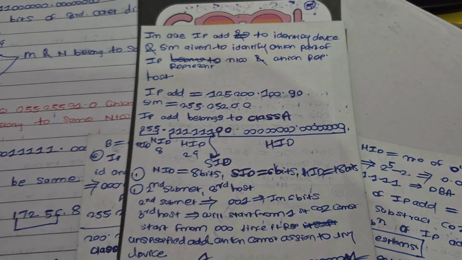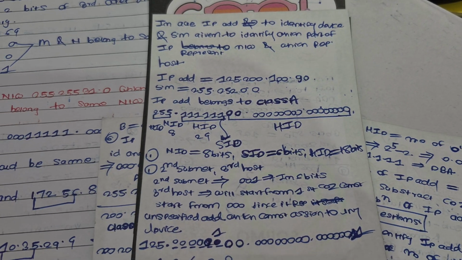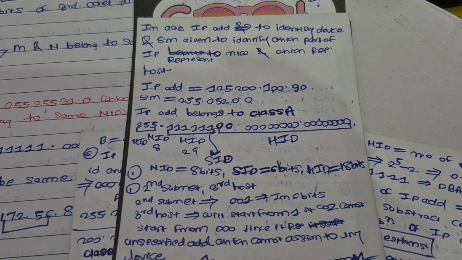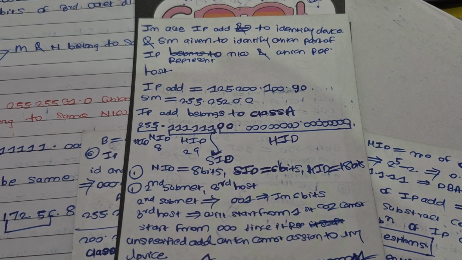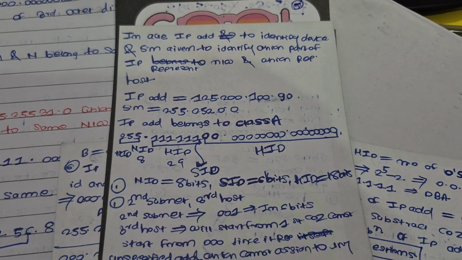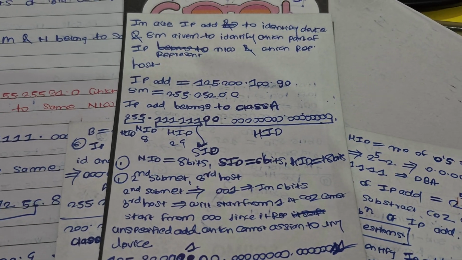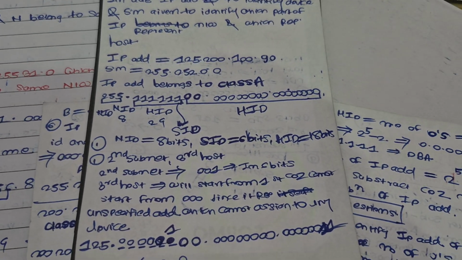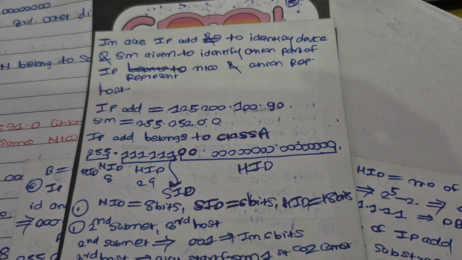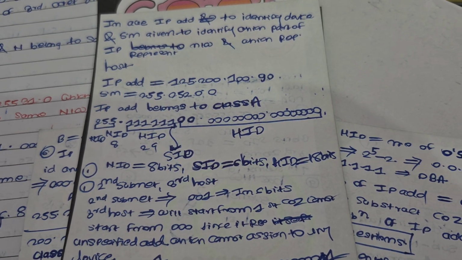So I have written the IP address and subnet mask. Then I've identified that 125 belongs to class A, and the subnet mask is the default class A subnet mask. Then I converted it into binary. After converting into binary, you can see NID, SID and HID are marked. What we need to find is the second subnet, third host.